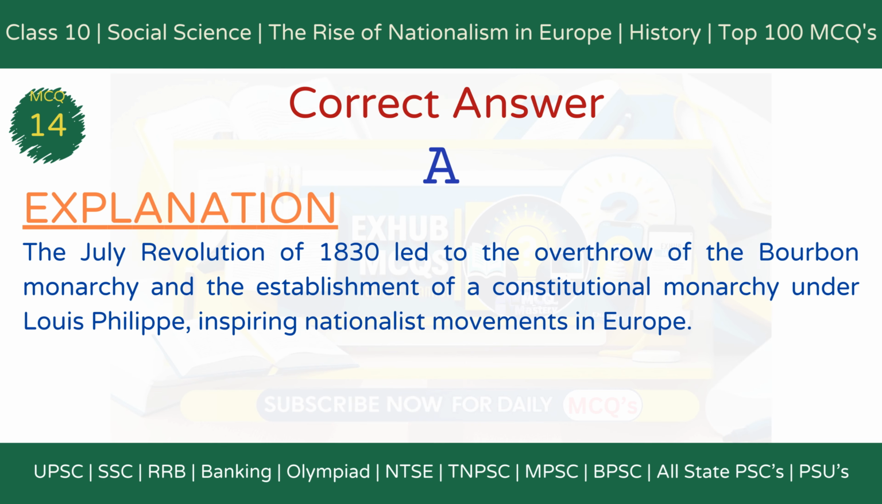The correct answer is option A. It led to the rise of a constitutional monarchy. Explanation. The July Revolution of 1830 led to the overthrow of the Bourbon monarchy and the establishment of a constitutional monarchy under Louis Philippe, inspiring nationalist movements in Europe.